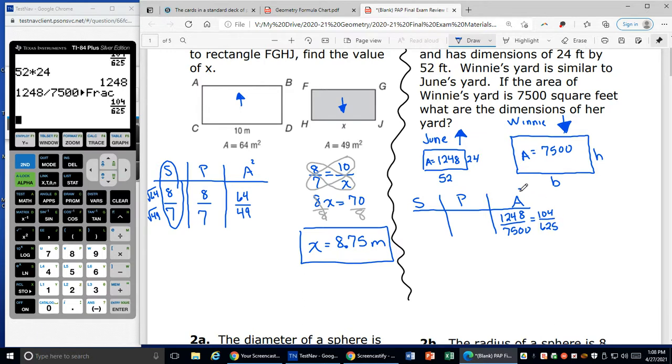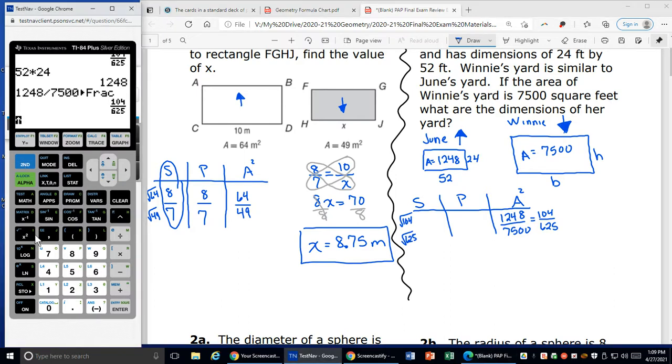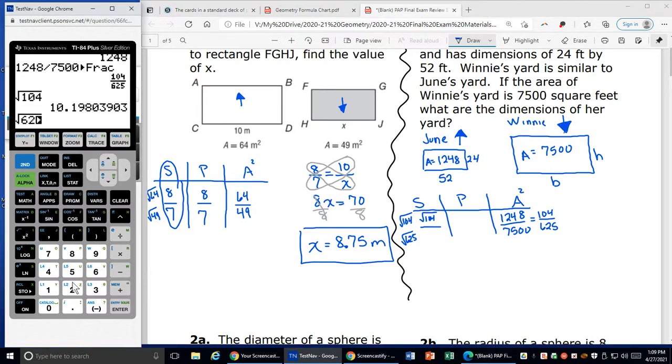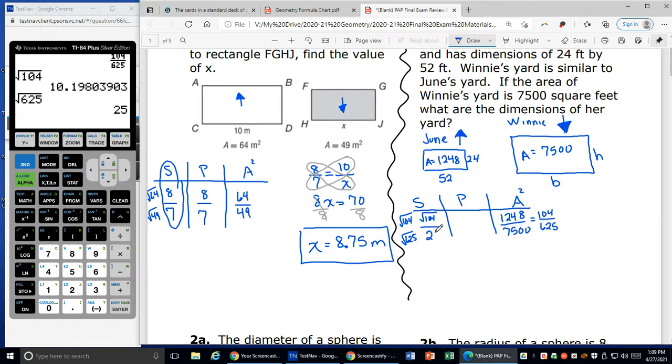Now I know my area is my scale factor squared, so I need to unsquare it to get down to my scale factor. The square root of 104 is a decimal, which means I'm going to leave it as the square root of 104 so that I'm not rounding all the time. The square root of 625 is 25, so I can change that into 25. So the scale factor is the square root of 104 over 25. The ratio of the sides is the square root of 104 to 25.